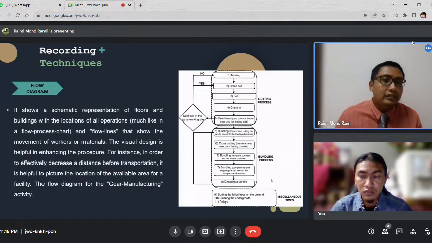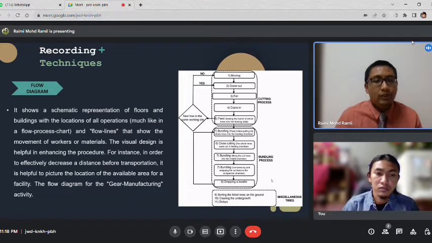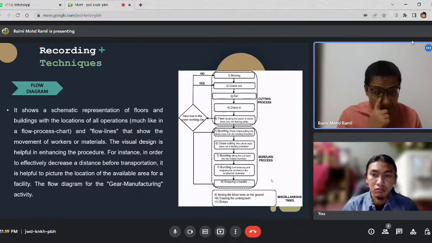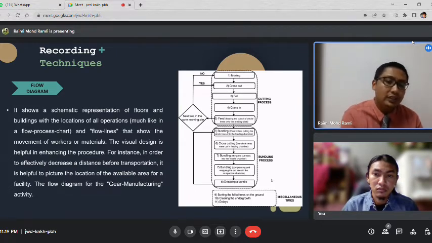The second technique is the flow diagram. It shows a systematic schematic representation of the floor and building in which the location of all operations, much like in a flow process chart, and flow lines that show the movement of workers or material. The visual design is helpful in enhancing the product. For instance, in order to effectively decrease a distance before transportation, it's helpful to picture the location of the available area for a facility, as in the flow diagram for the gear manufacturing activity.